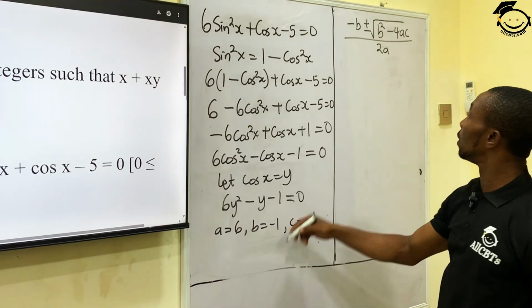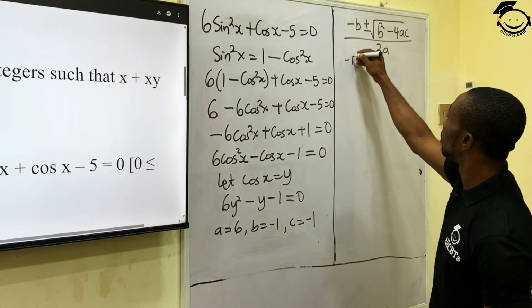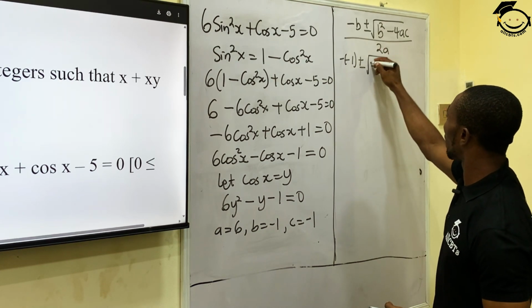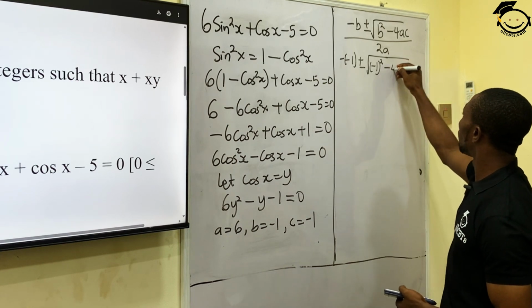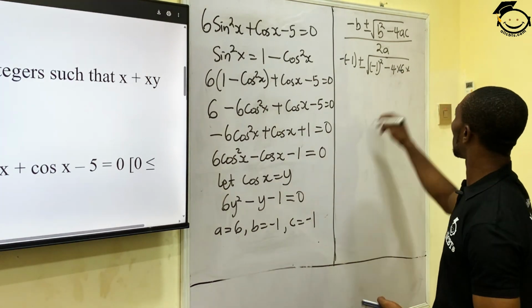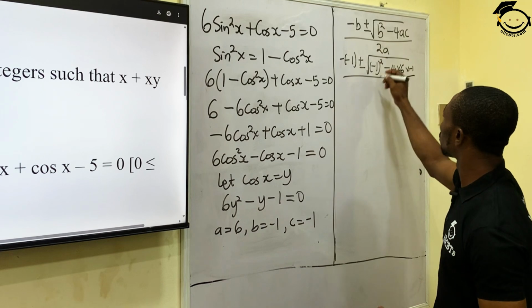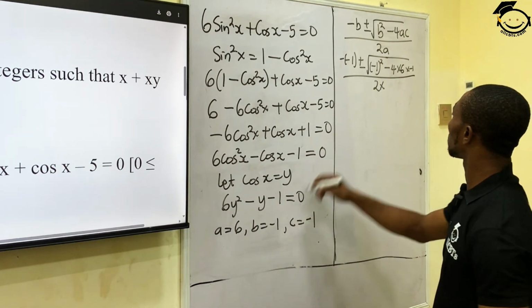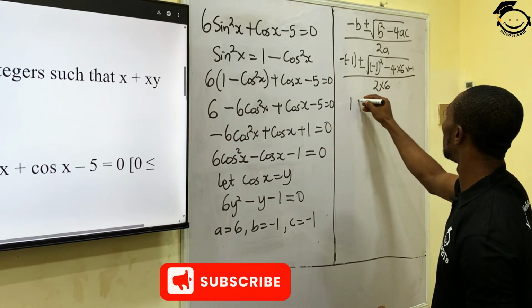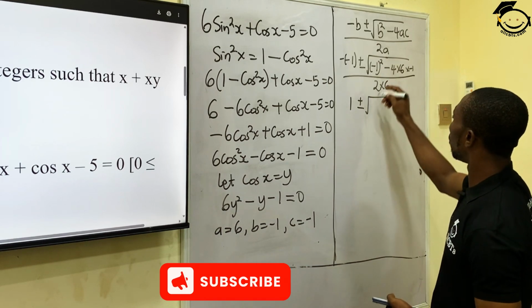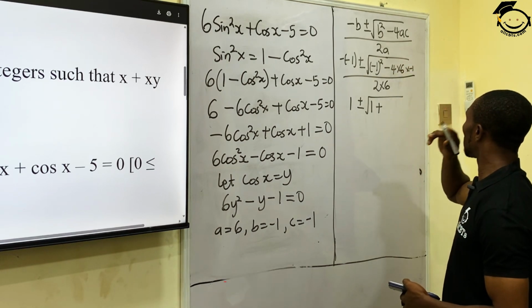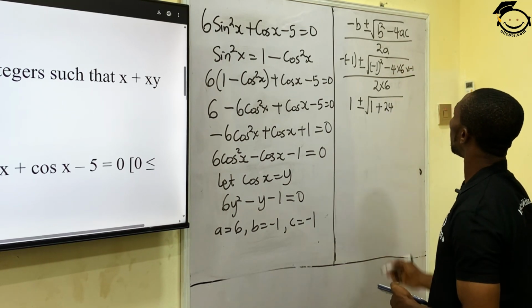Now where our b is minus 1, this becomes minus minus 1 plus or minus root minus 1 squared minus 4 times our a, which is 6, times our c, which is minus 1, all over 2 times our a, which is 6. So minus times minus will give us plus. This becomes 1 plus or minus root 1. This times this will become plus 4 times 6, which will be 24.